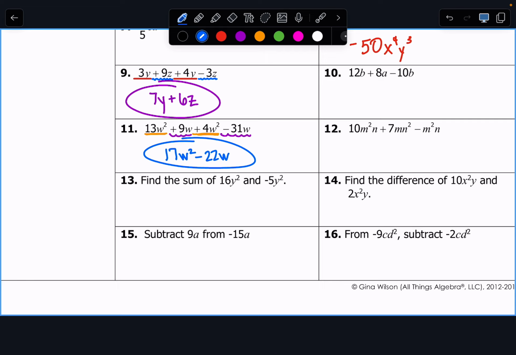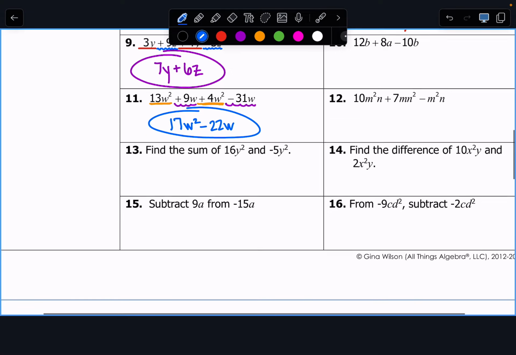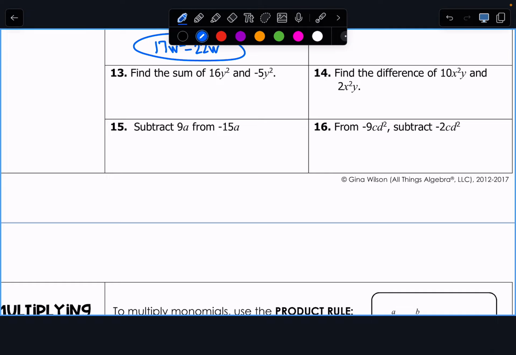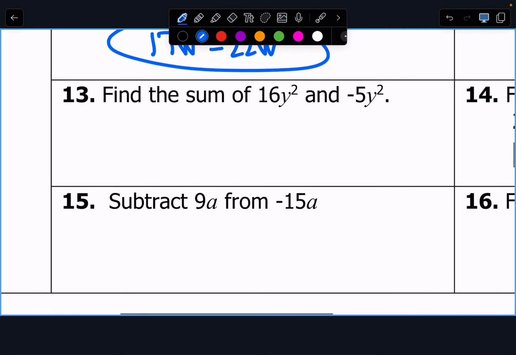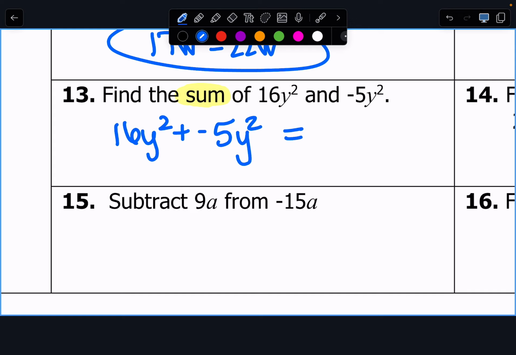Now, I do want to talk about number 15. Well, let's talk about 13 and 15. In 13, what does the sum mean? Addition. Sum means addition. So if we take 16y squared plus negative 5y squared, what would we get? 11y squared. Okay. Now, if I said difference, it wouldn't be addition, it would be subtraction.